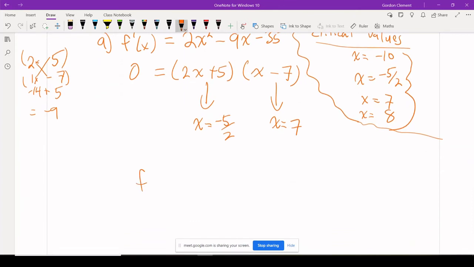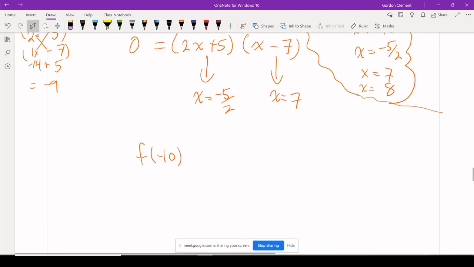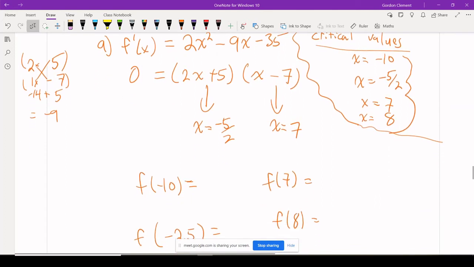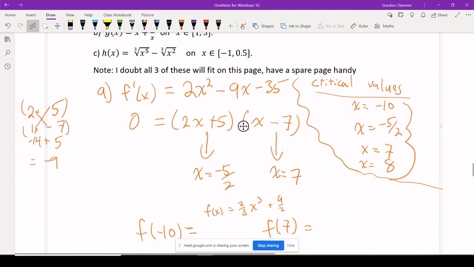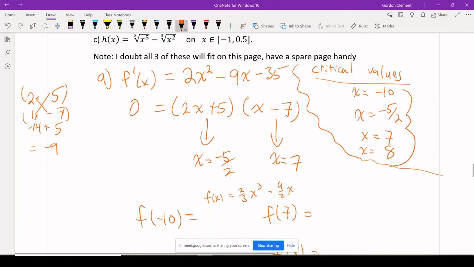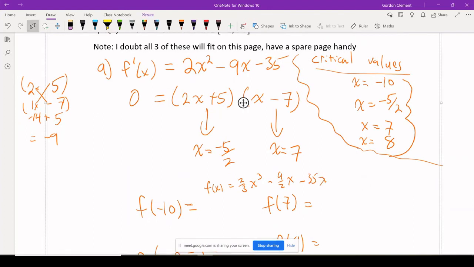So all we have to do is pull out our calculators and plug in those 4 values into our original function. The original function is 2/3 x cubed plus 9/2 x squared minus 35x, and then plus 23, I think it is.